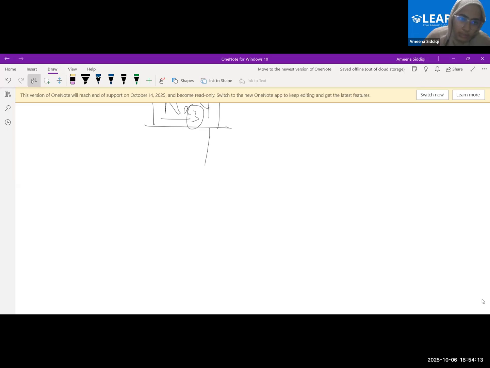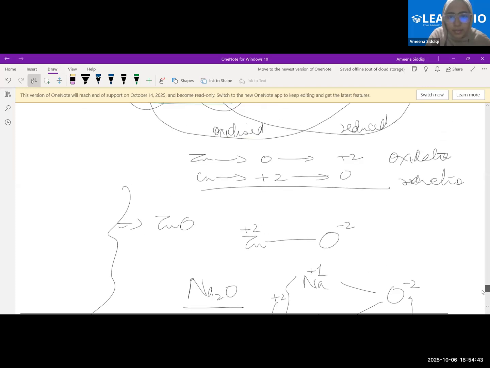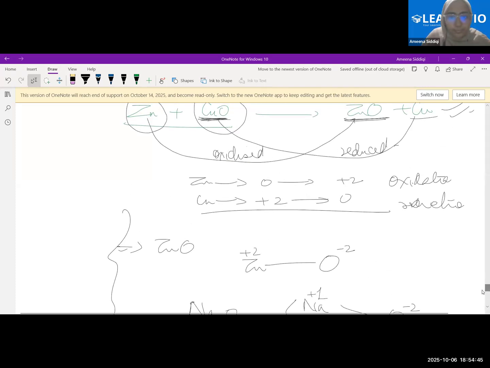Just four points defining oxidation. Whereas in case of reduction, what is it? The removal of oxygen, the gain of hydrogen, the gaining of electrons, and very important, the decrease in the oxidation number. If the oxidation number decreases, what is it? The reduction, right? Are you able to recall this one? Yes, that's it.